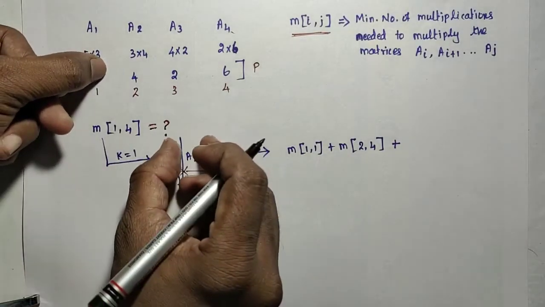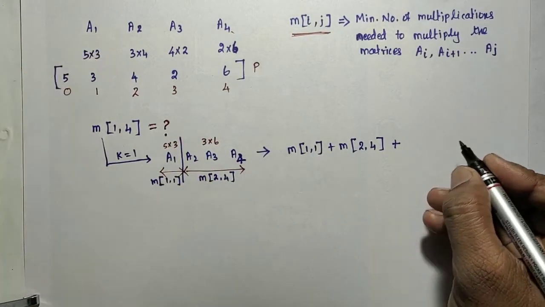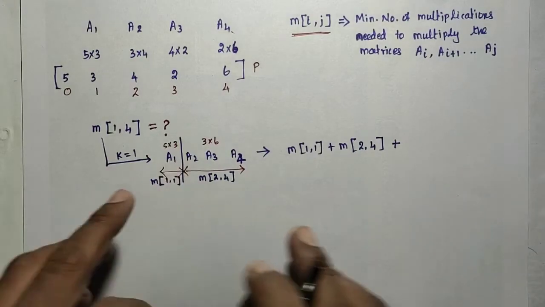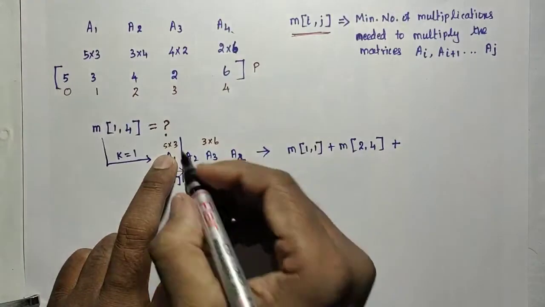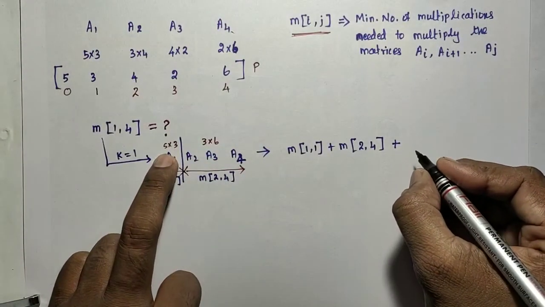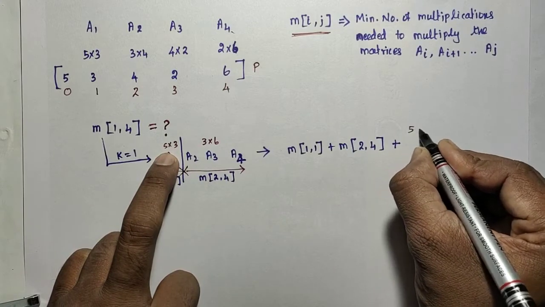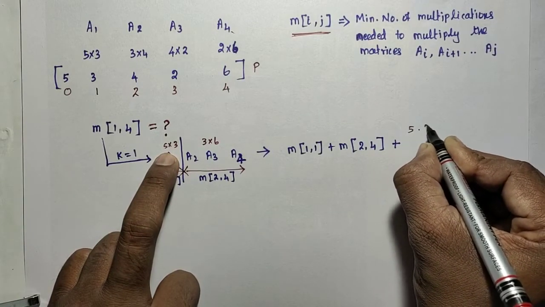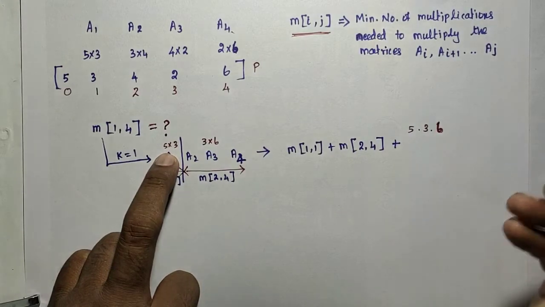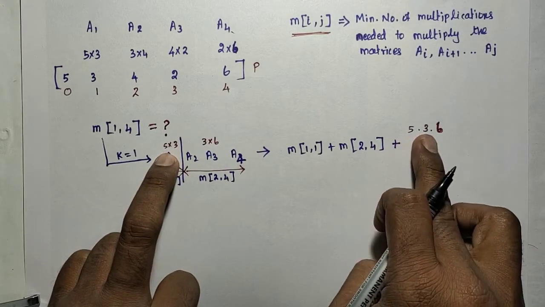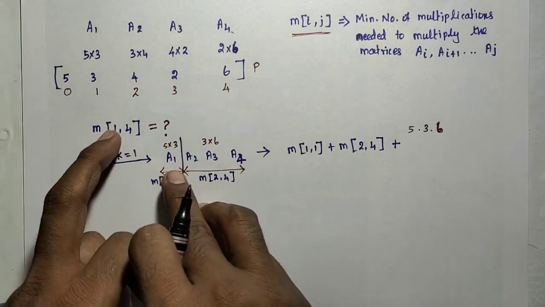Correct? To multiply these two matrices, how many multiplications do we need? In this case, it is 5 by 3 and 3 by 6, so we can write 5 into 3 into 6. Like that I have to write. So say that I wanted to find 1 to 4.